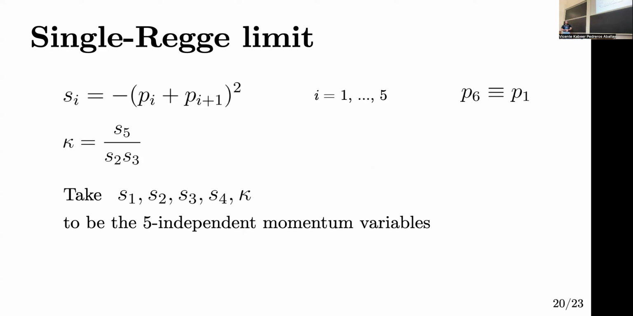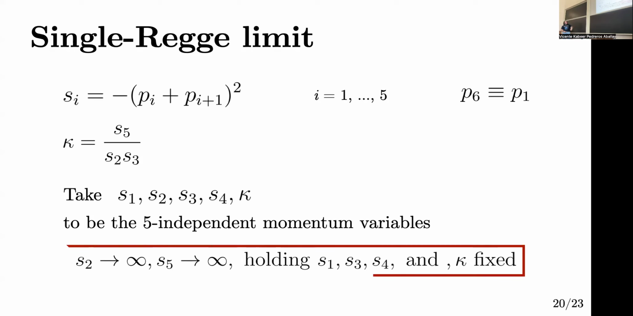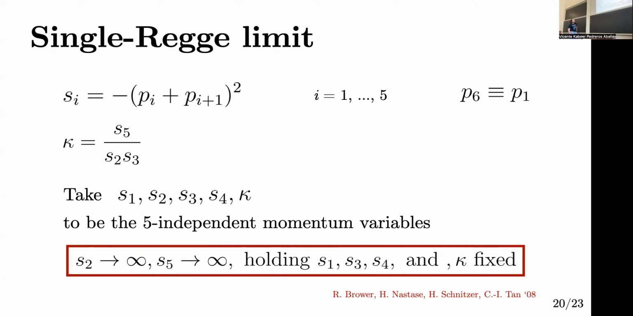Now the single Regge limit is this statement over here. We take s2 going to infinity, and we hold s1, s3, s4, and kappa fixed. If you see the definition of kappa, if you take s2 to infinity and you want to hold this expression constant, you also need s5 going to infinity, which is totally okay because it's no longer one of the independent variables. This expression has been studied extensively in momentum space.